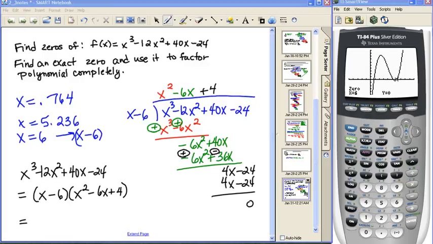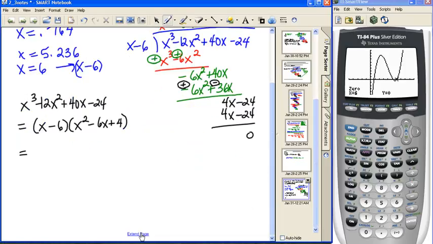Okay, we need to factor that further, right? The directions said to factor this completely. Well, x squared minus 6x plus 4 is not a trinomial that we can factor by hand, right? Because there are no factors of 4 whose sum is 6. But if you know the zeros of that polynomial, then you will know the factors. So this comes again back home.